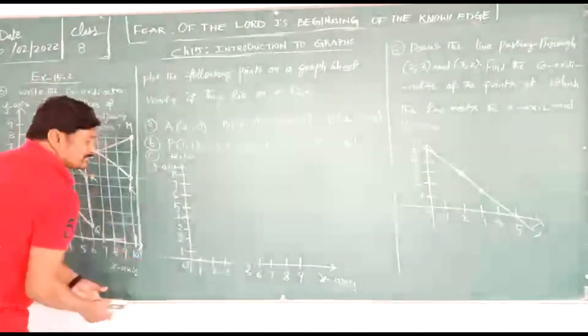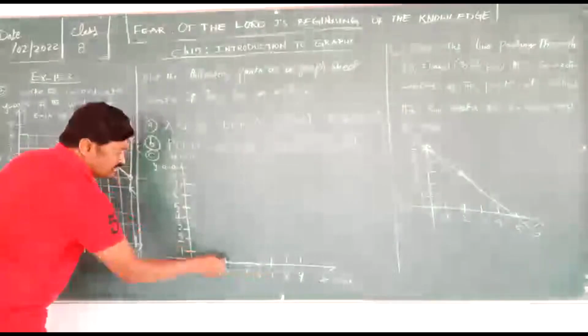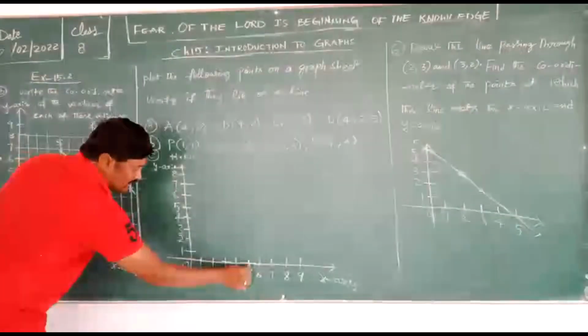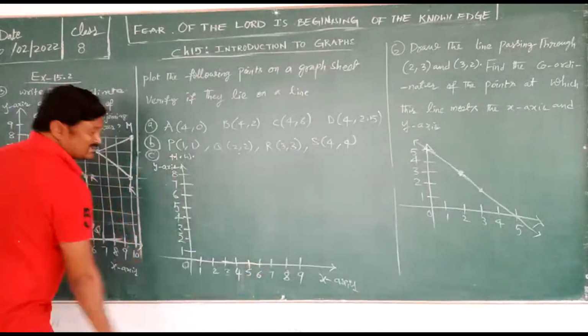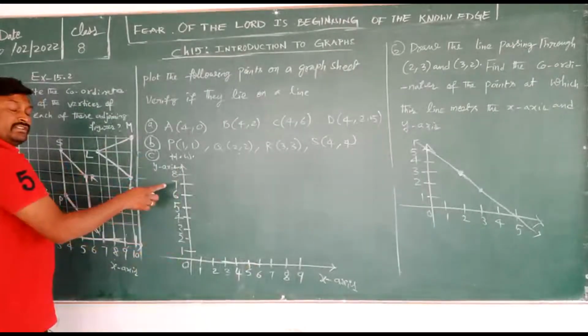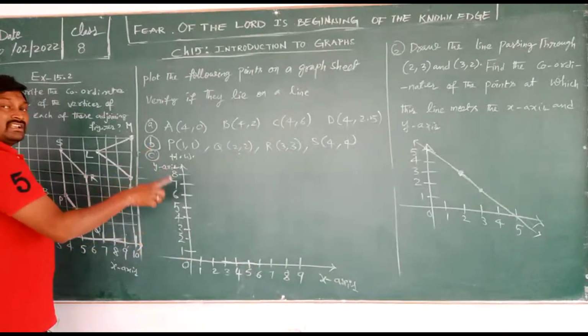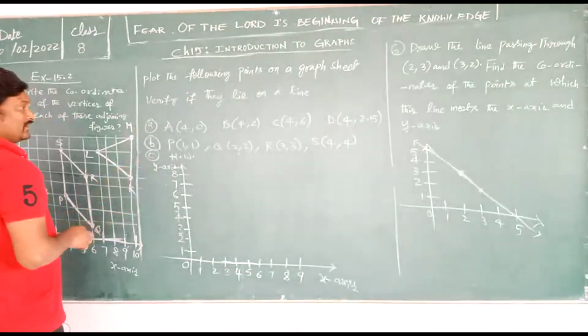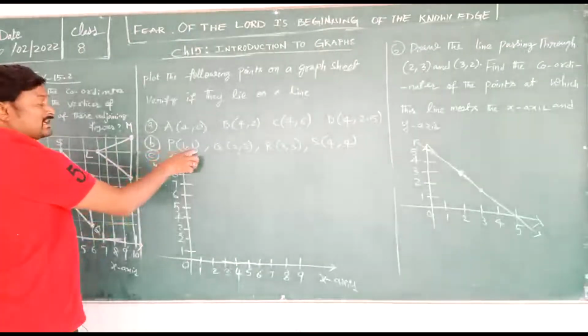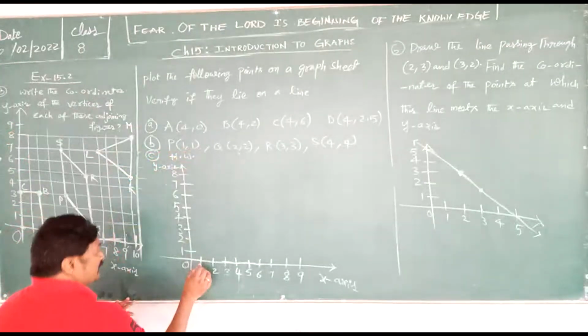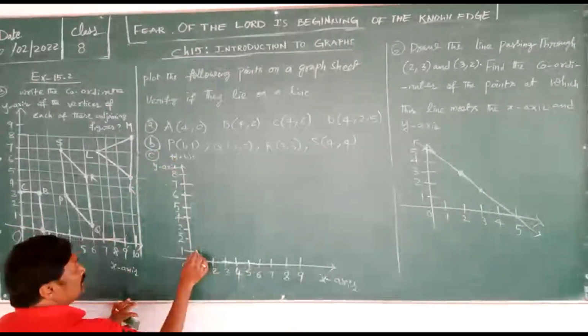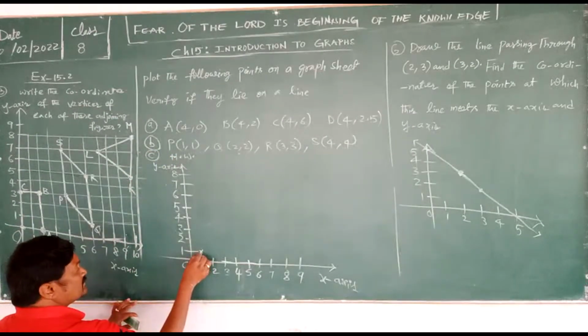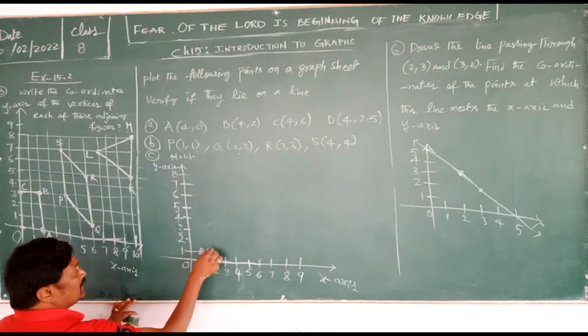So I'll rub this part and start here with a new graph, 4 here, 5 here. Let's see now. This you need to draw on another new graph sheet. Okay, let's see now. P (1, 1). Here the point, 1 comma 1.